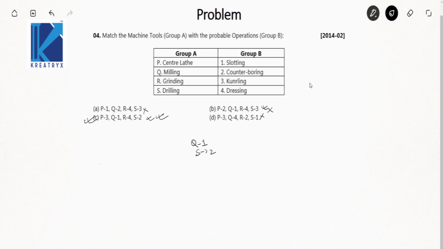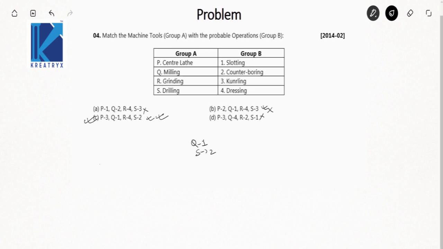So it will save your time, and there might be a chance that you might not know all the options, that is, what is performed on center lathe and what might be performed on grinding or drilling. If you know only two of them, you might be able to solve this question very easily.